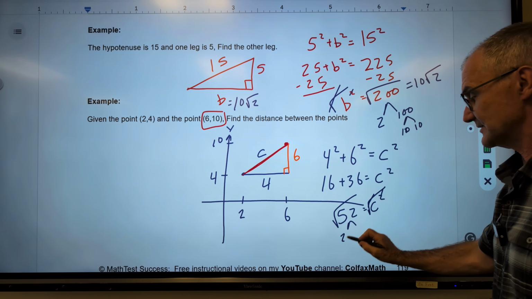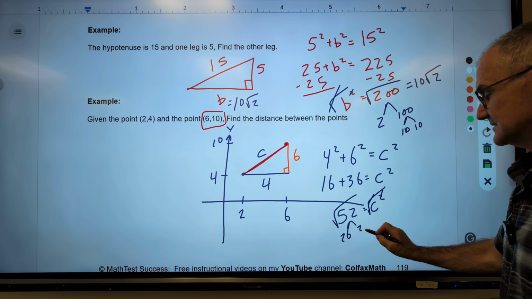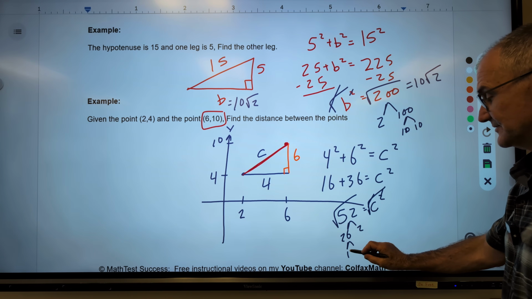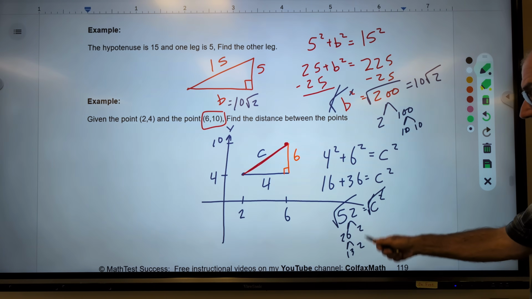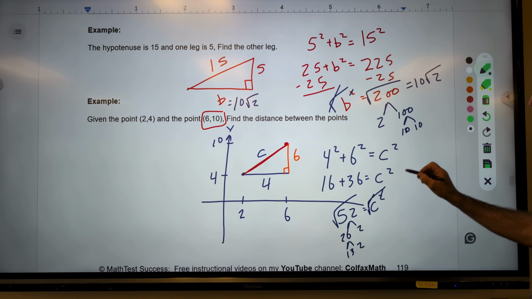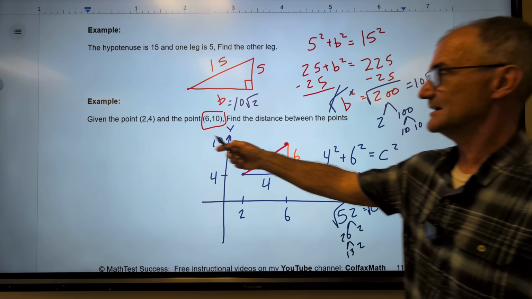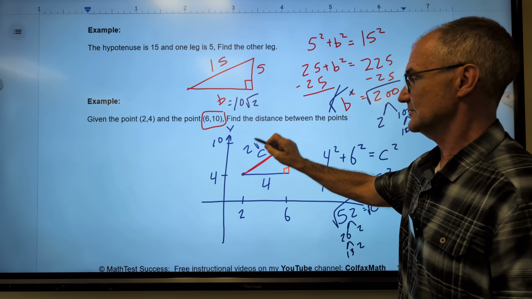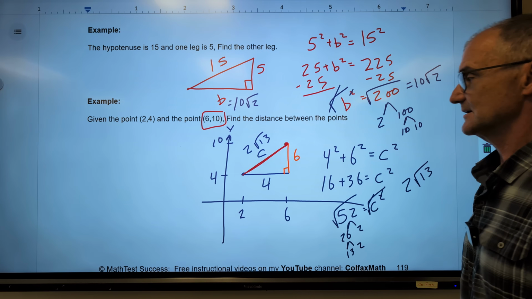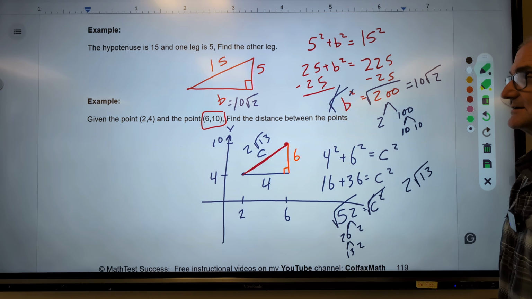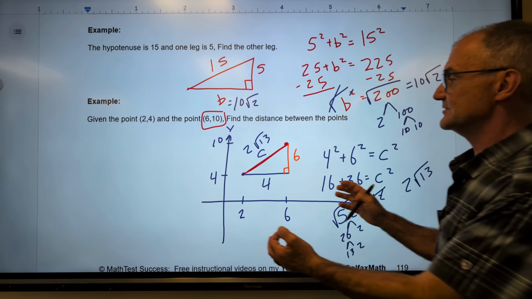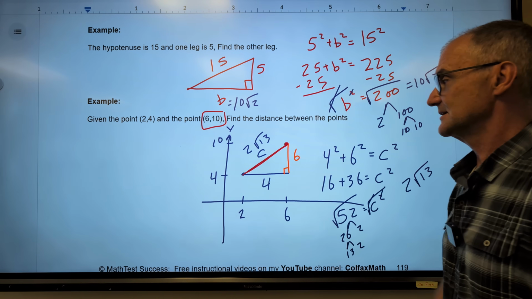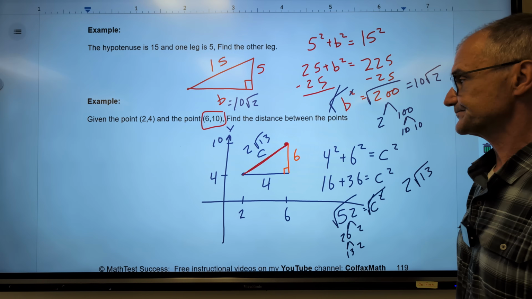52 is made up of a 26 and a 2. That's made up of a 13 and a 2. There's a pair of 2s. 1 comes out. No pair for the 13, it stays in. So what is the length or the distance from here to here? 2 root 13. There's a distance formula, but the distance formula is no different than just using the Pythagorean theorem.